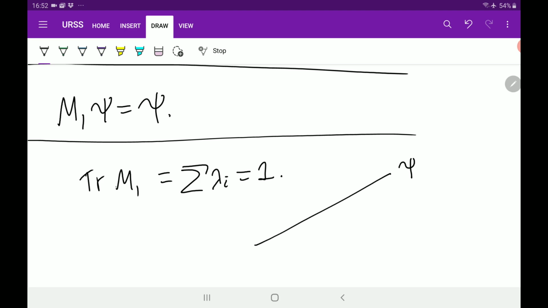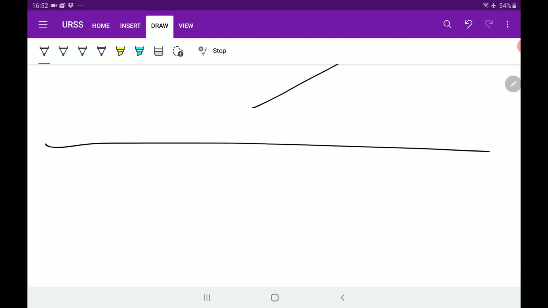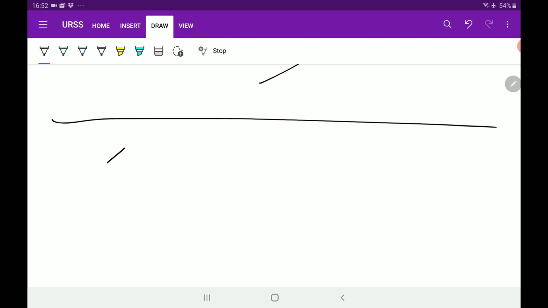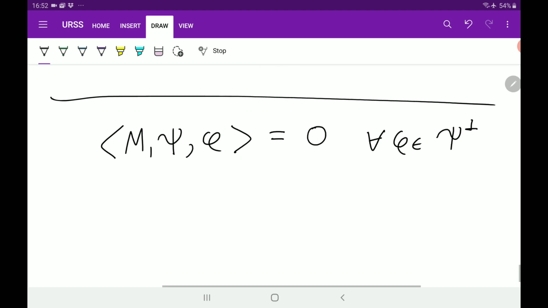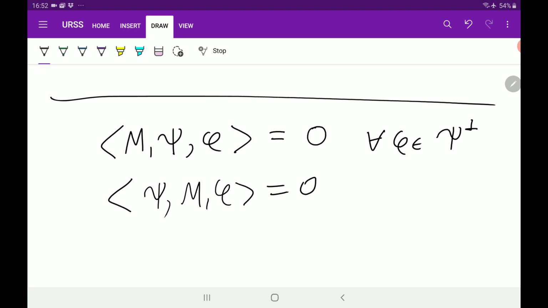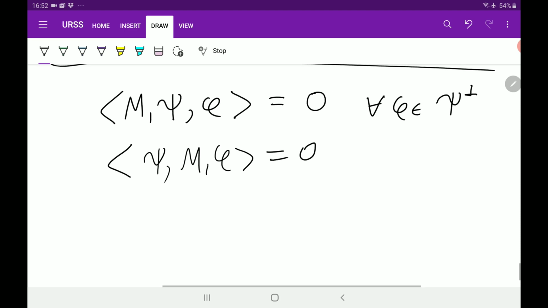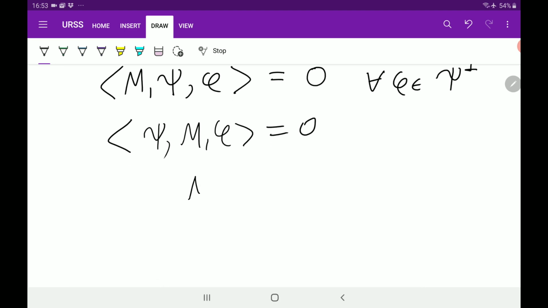Now, to be a little bit more rigorous, this is how we argue it. We've got that M1 psi with phi is equal to 0 for any phi that's in the orthogonal complement of psi. Since M1 is self-adjoint, it's Hermitian, this is true. And so what does this tell us? It tells us that M1 phi, hang on, sorry.